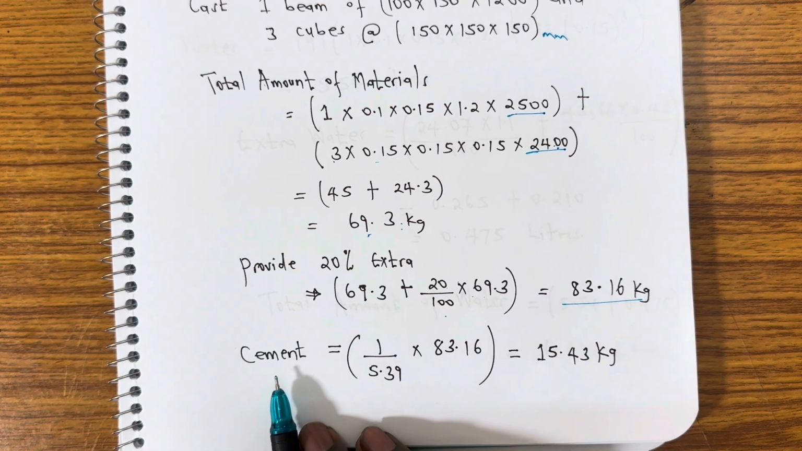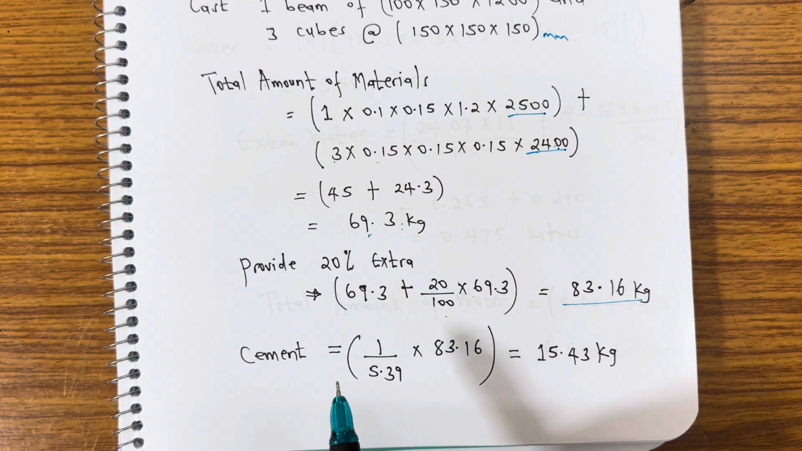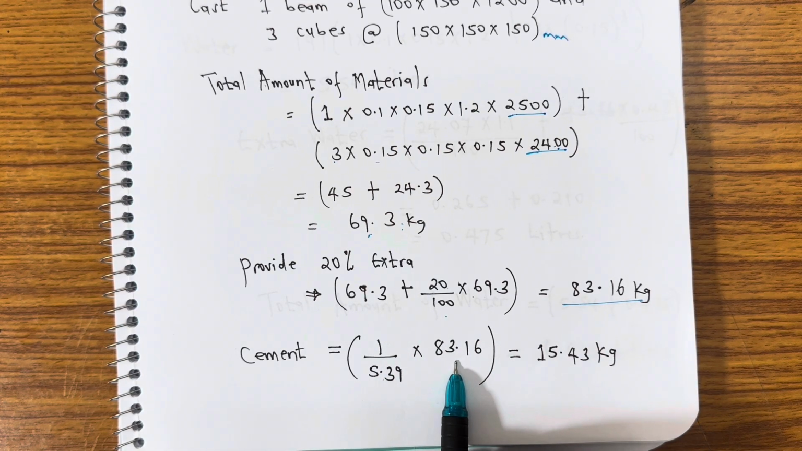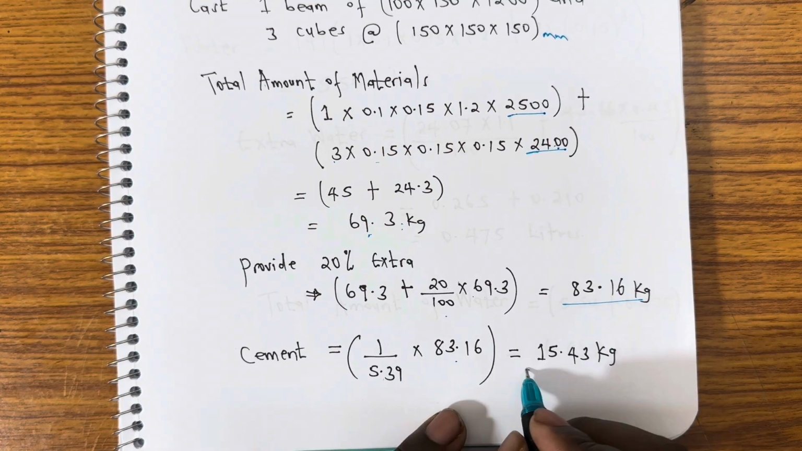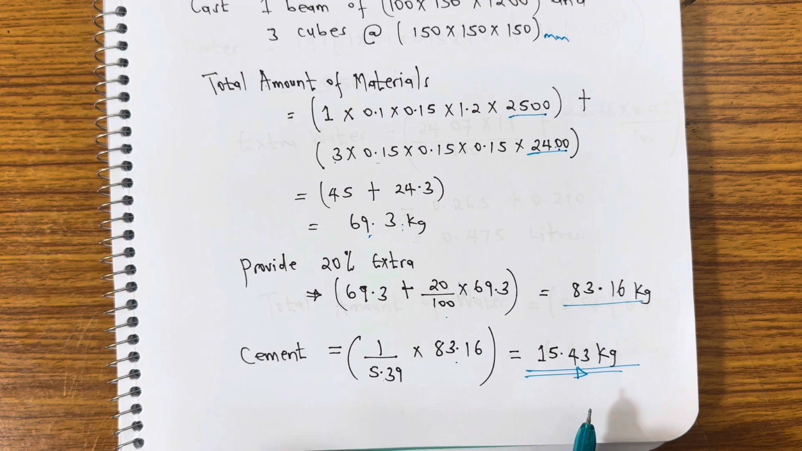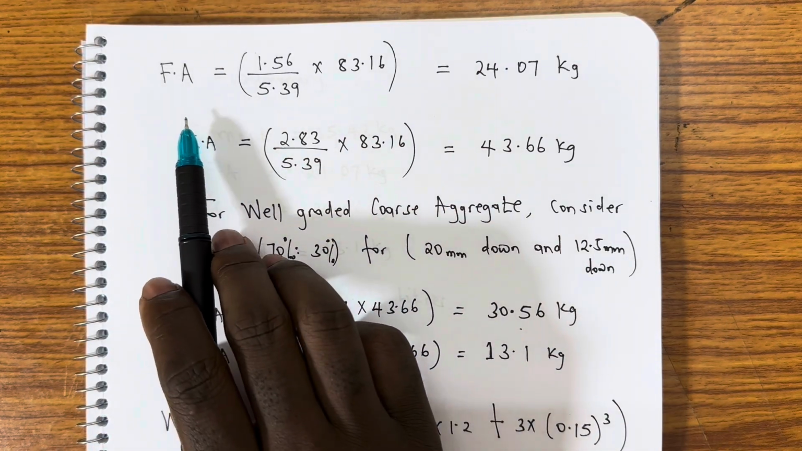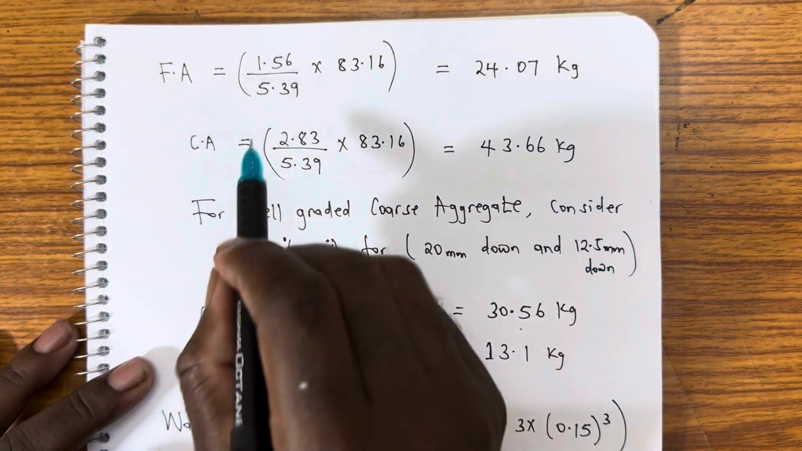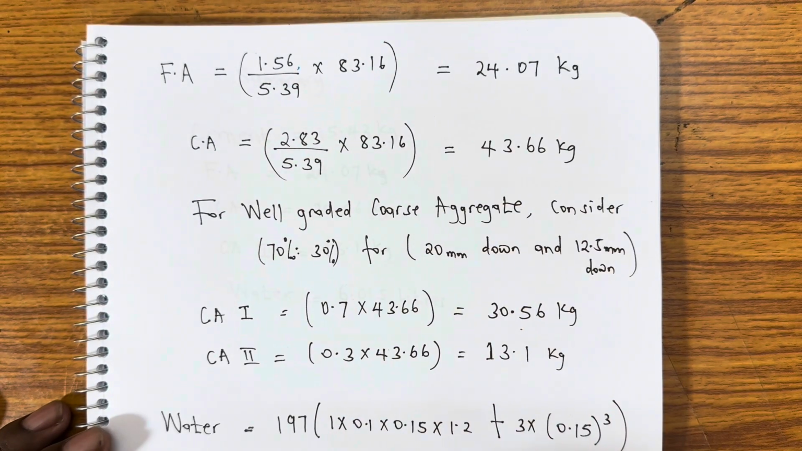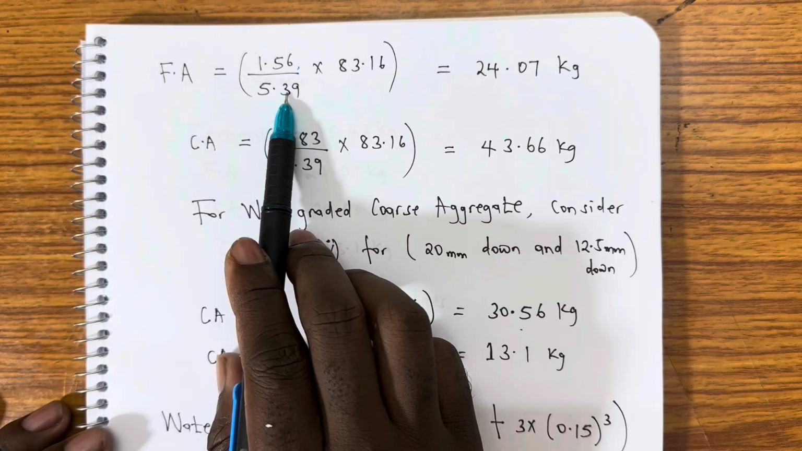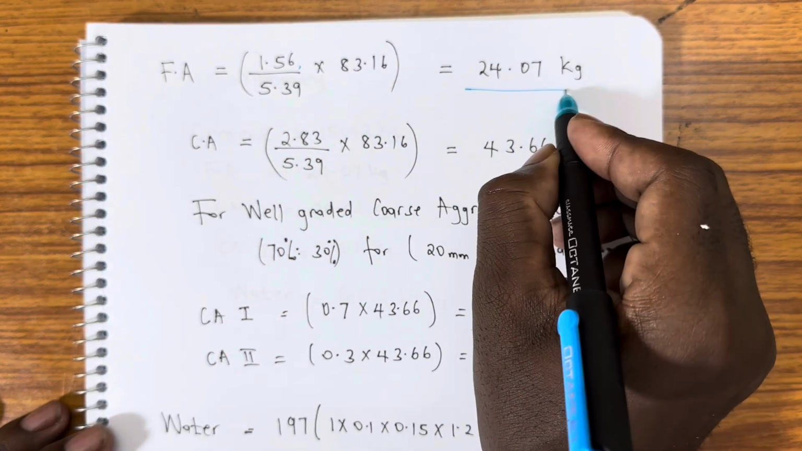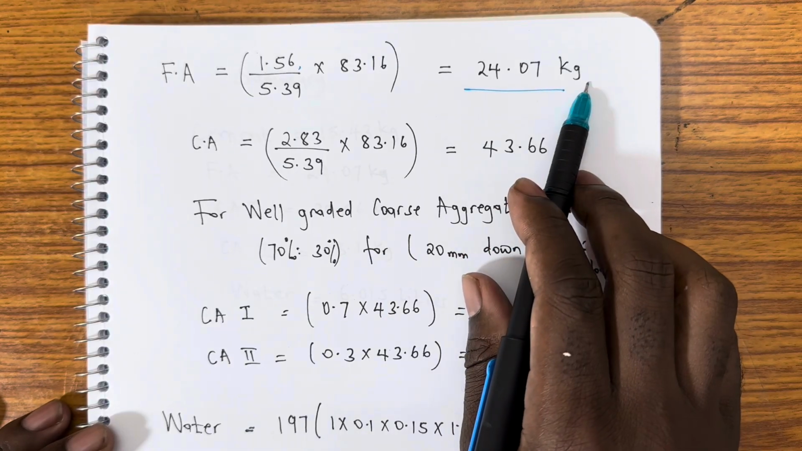Okay, so cement, the ratio of cement, we found that it is 1. So it is 1 out of the total ratio times the total amount of material required. The amount of cement that we are going to measure therefore is going to be 15.43 in terms of kilogram. Now let's talk about fine aggregate. The ratio that we obtained for fine aggregate was 1.56, and from that only, this divided by total ratio times 83.16, we obtained that to be 24.07 in terms of kilogram.